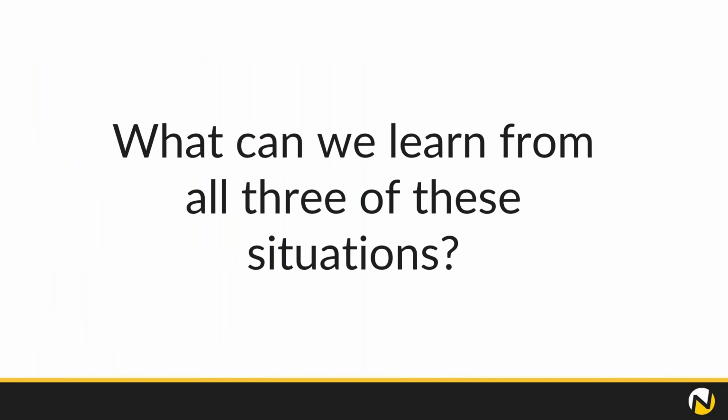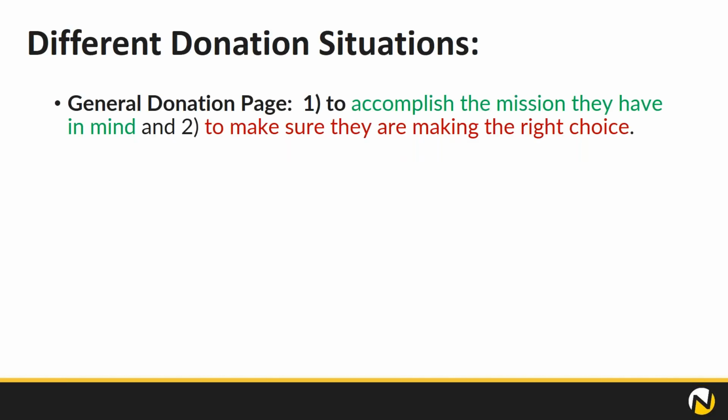Even the setting may be different. But what is the thing that we can learn from all three of these situations? Now we're at the point where we're getting what we need. Well, it's this. There are two tensions that are at war with each other, and they're different for every scenario or situation. In the general donation page, the one that they have to seek out, one intention is to accomplish the mission they have in mind, but the other one is to second guess themselves. Am I making the right choice? Is this the thing that I intended to donate to? Are they talking the same talk that I thought they were talking? There's always that desire to check themselves, right?